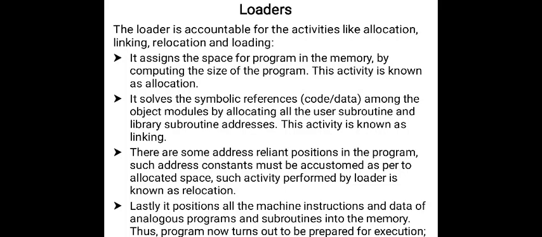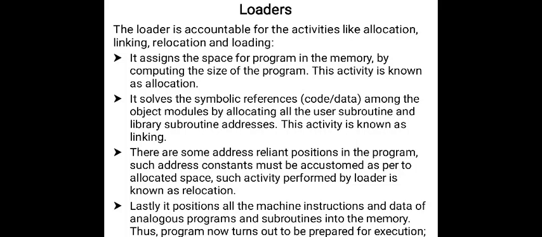The third activity is relocation. See, there are some address dependent positions in the program. Such address constants must be adjusted as per the allocated space. Okay, such activity performed by the loader is termed as what? Relocation, and this accounts for a very major activity in our system software.